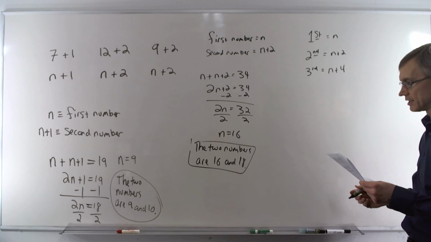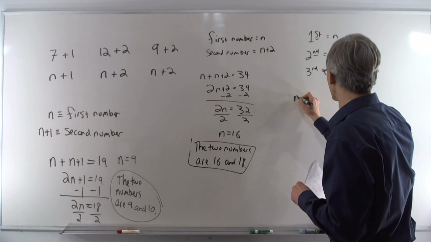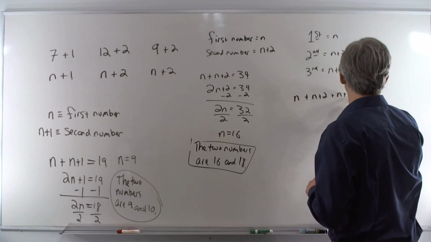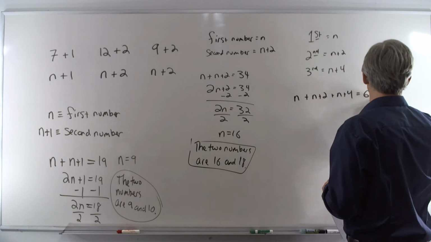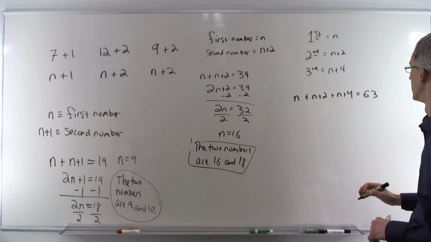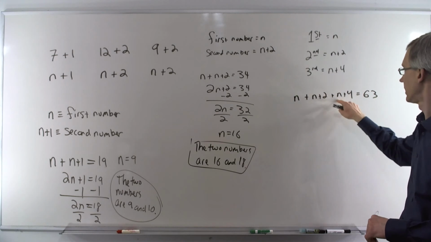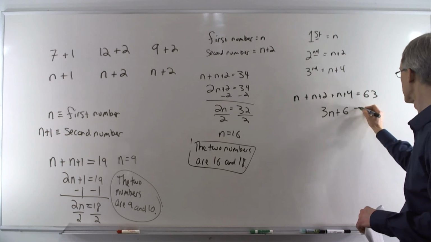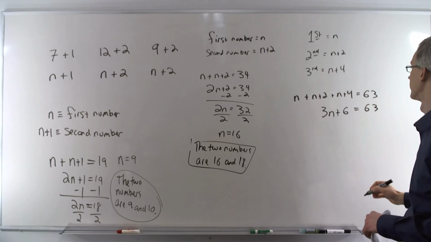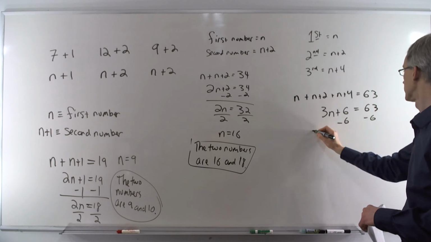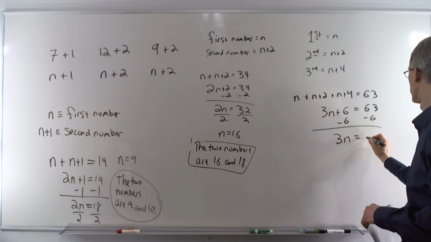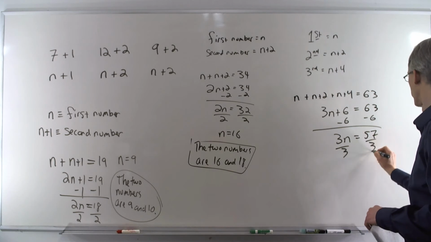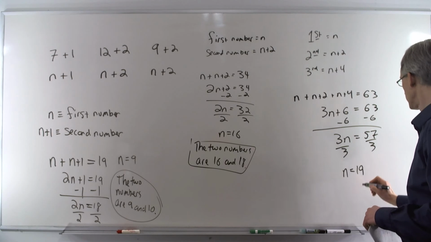The sum of these is 63. So we're going to add together all 3 of these expressions, n plus n plus 2 plus n plus 4 equals 63. All right, let's combine like terms now. We have 3 n's here. 2 plus 4 is 6, so 3n plus 6 on the left-hand side equals 63. Subtract 6 from each side. 3n equals 57. Divide by 3. We get n equals 19.